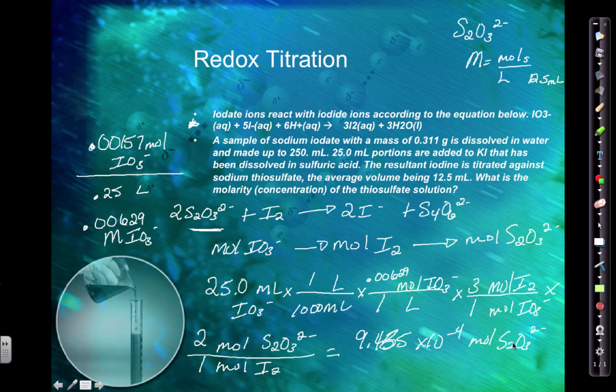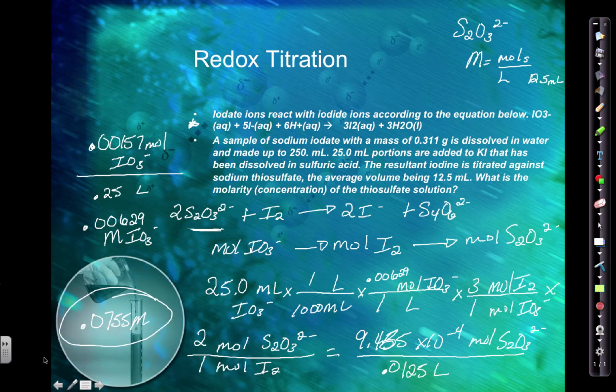But that's not what the question was asking. The question was asking for the molarity. So remember, I have my volume. I needed my moles of sodium thiosulfate. So now that I have my moles, I can just simply divide it by the volume, which is 12.5 milliliters. So I'm going to convert that to liters. And that's what I'm going to get. And then afterwards, I'm going to just divide, and I will get 0.0755.